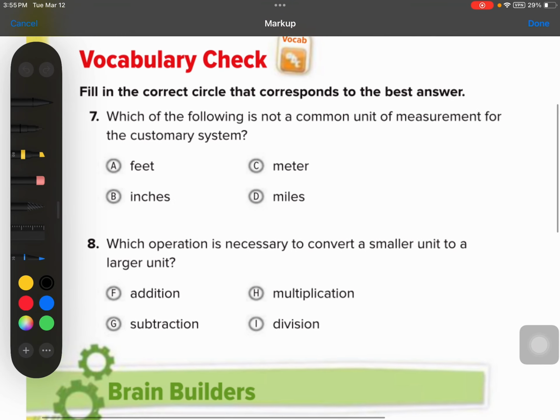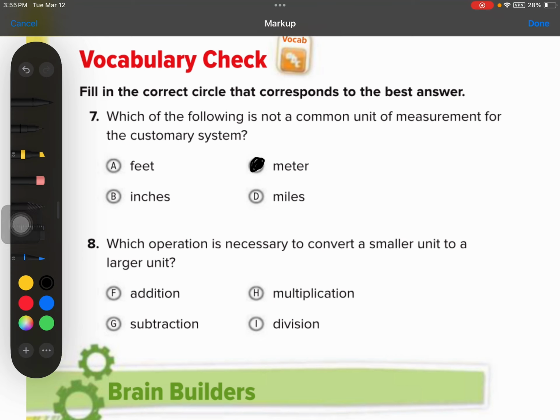Number 7, which of the following is not a common unit for measuring the customary system? A, feet, B, inches, C, meter, or D, miles? Well, we've been playing with inches, feet, and miles, so I would have to say this is our only one that does not belong.